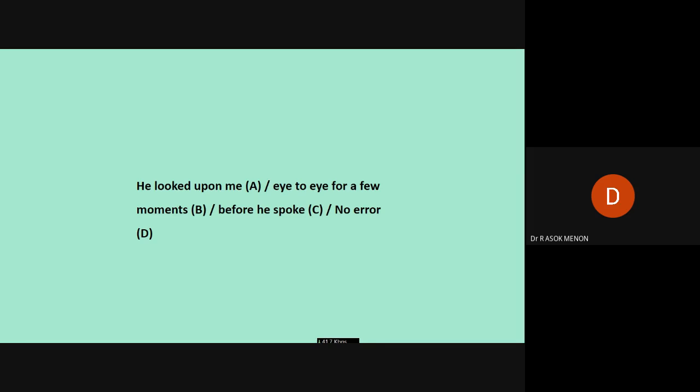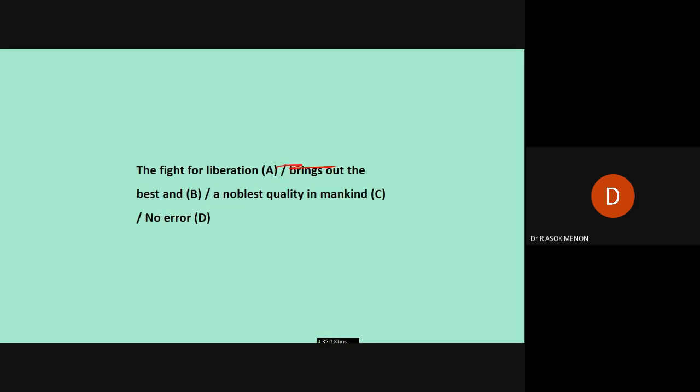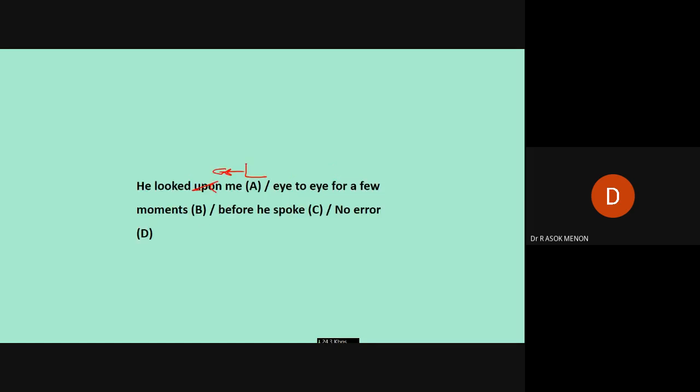Now, he looked upon me eye to eye for a few moments before he spoke. This is a very common school question. It's a UP school level question. He looked at me. On me is wrong. This upon is wrong. It should be looked at. This question is repeated.